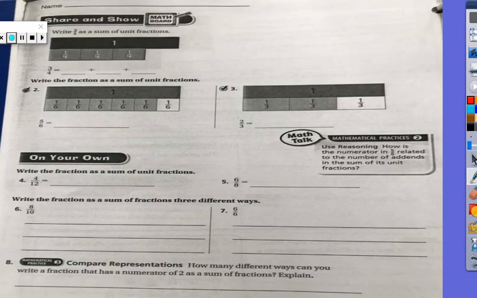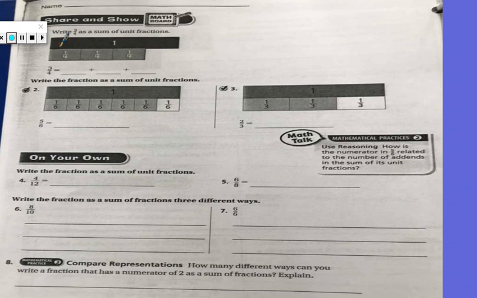Alright, some practice problems. Write 3/4 as the sum of unit fractions. So, looking at 3/4 right here, you would see that we have 1/4 plus 1/4 plus 1/4, and that would give us a total of 3/4. Because remember, we're just adding our numerators and our denominators are staying the same.